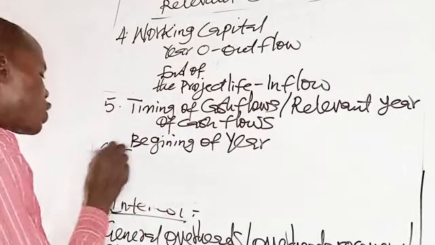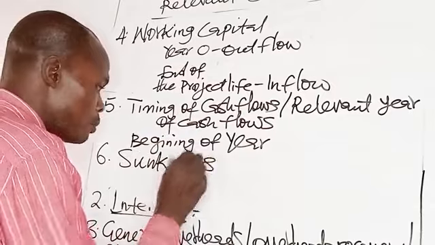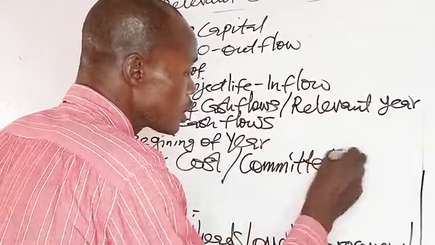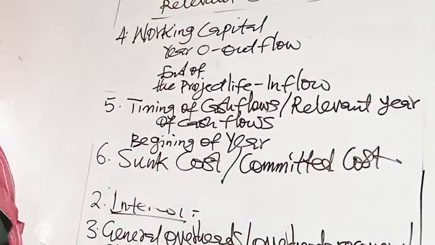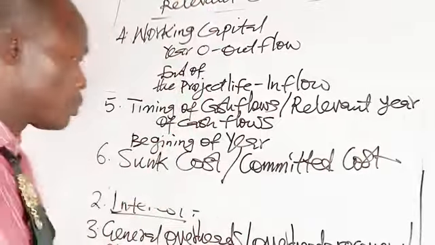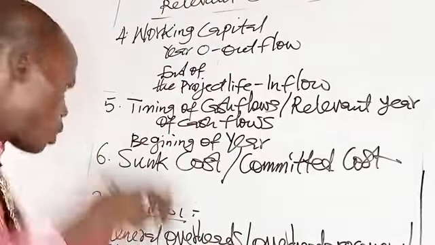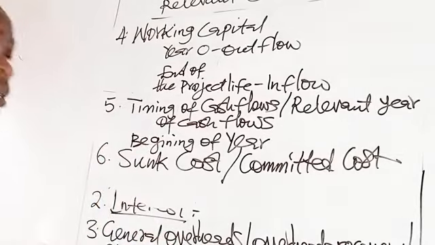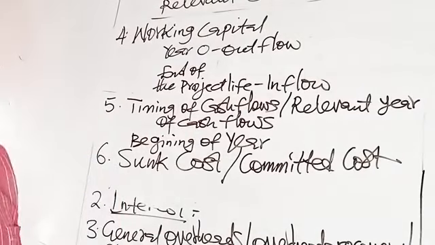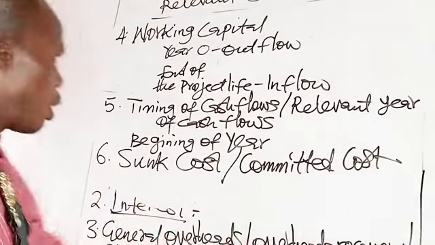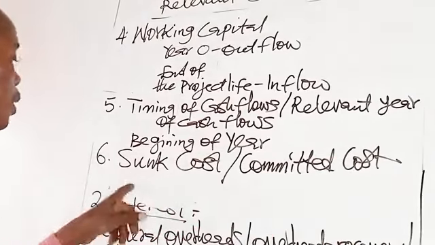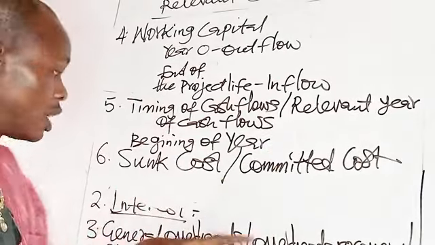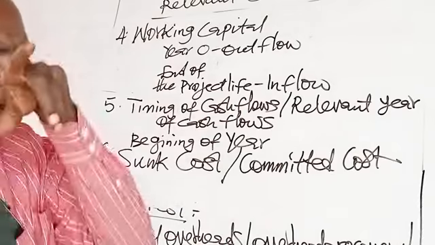Number six, I have sunk cost, or committed cost. These are historical costs. They are past costs. Examples of sunk costs are preliminary expenses, research and development expenses. Sunk cost being the past cost. Remember, I've told you earlier that for a cost to be relevant, it must be futuristic. Relevant costs are future cash flows. Therefore, sunk costs are not relevant.